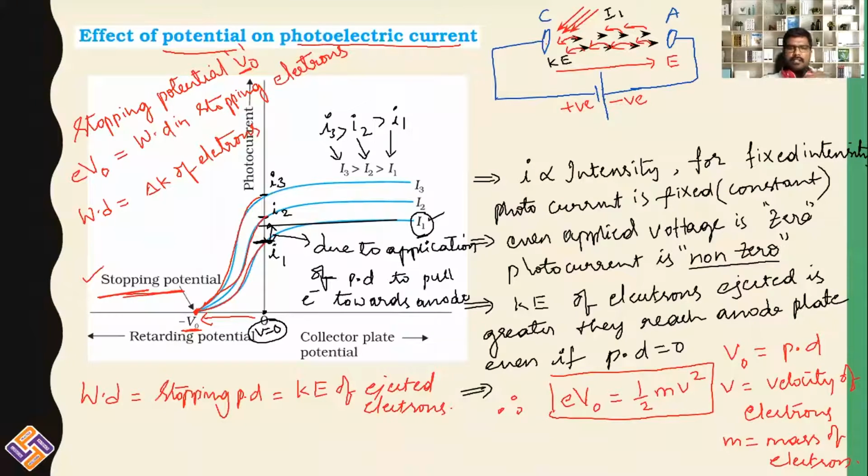Positive potential does not vary the current in the circuit. Only negative potential will stop the electrons such that they cannot reach the anode. That's the reason why at sufficient negative potential, all electrons are blocked from coming towards the anode. Therefore, photocurrent tends to become zero. Work done is equal to the change in kinetic energy of the electron. We can use the work energy theorem here, so I am using this relation: eV naught is equal to half mv square.